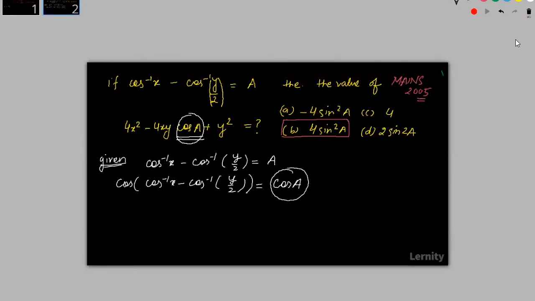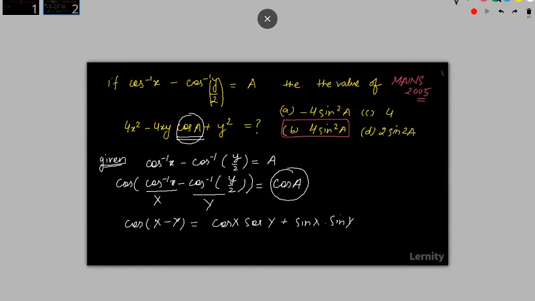So now I will see what is on the left side. When this is cos, let's take this as x, and let's take this as y. So this will become cos of x minus y. Cos of x minus y is nothing but cos x cos y plus sine x into sine y, right?